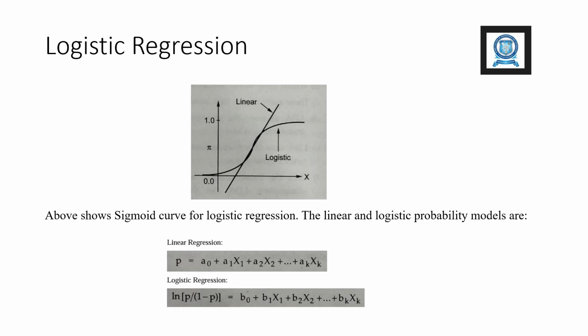The linear and logistic probability models are shown below. First one is linear regression, where P is calculated, and logistic regression, where ln(P / (1 - P)) is equal to B0 + B1x1 + B2x2 up to BKxK is calculated.